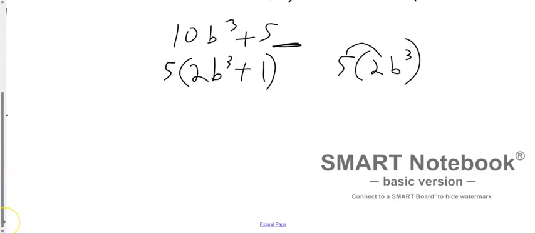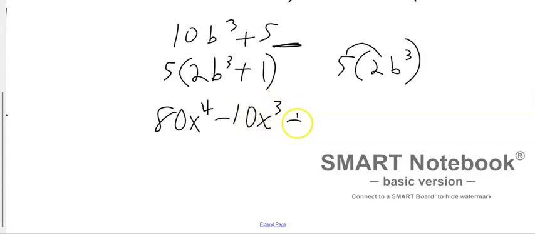Okay, let's go up to a larger one. How about this? Now let's go to the fourth. 80x to the fourth minus 10x cubed plus 90x. So again, we look at the numbers. The biggest number that goes into all those is 10. We're going to look for the smallest exponent. So all we can take out is x to the 1.